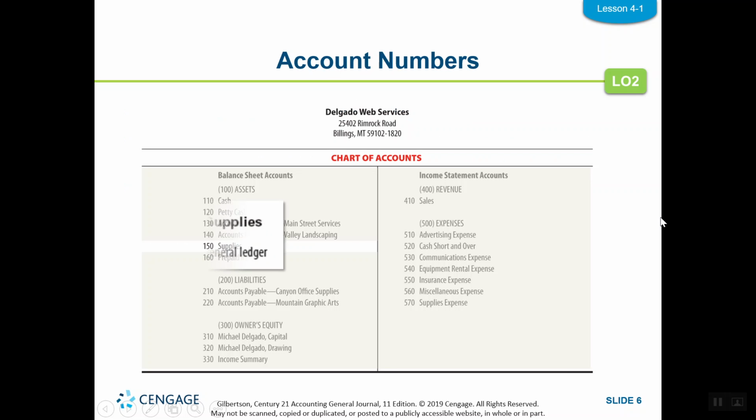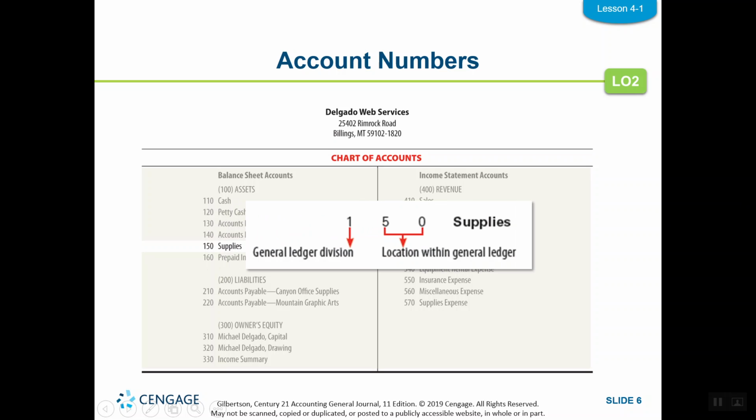Now, if we look here at supplies, you'll notice right now we're using a 3-digit account number. Later on, we'll add a 4th digit. But the first number tells you what division that account is in. If it's a 1, it's an asset. If it's a 2, it's a liability. 3, owner's equity. 4, revenue. 5, expenses. And then the last 2 digits tell you the location within the general ledger account.